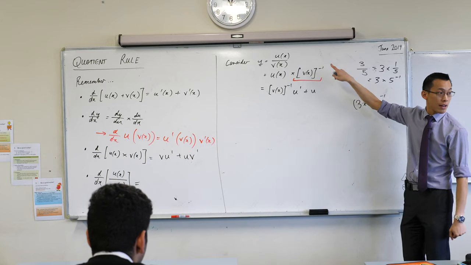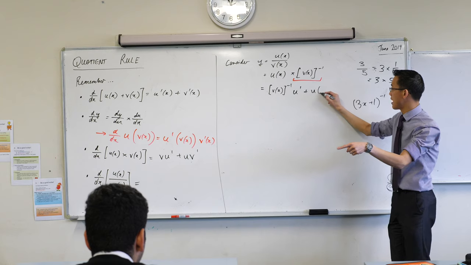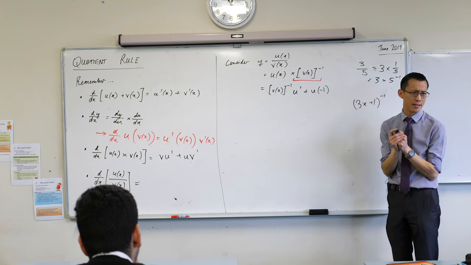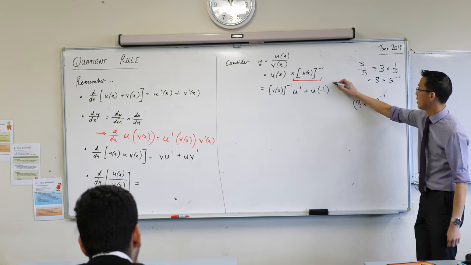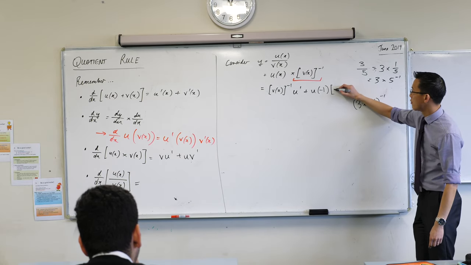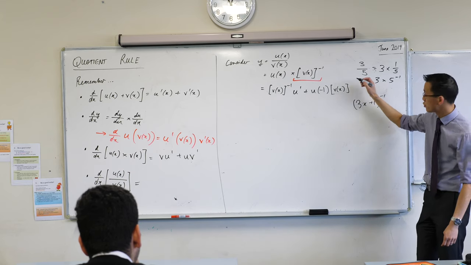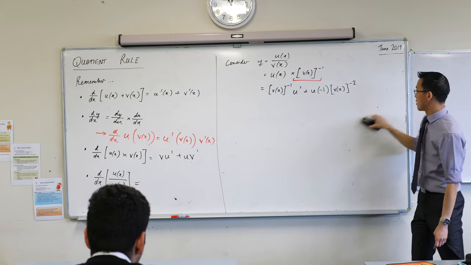I'm going to do the outside first, right? What happens to that -1? It just comes out the front, so I'm going to write that, -1. Then what happens to the -1? It doesn't stay like that, does it? It's going to drop down by 1. So I'm going to write that as v of x, not to the power of negative 1, but to the power of negative 2. Very good. And that's just the outside.